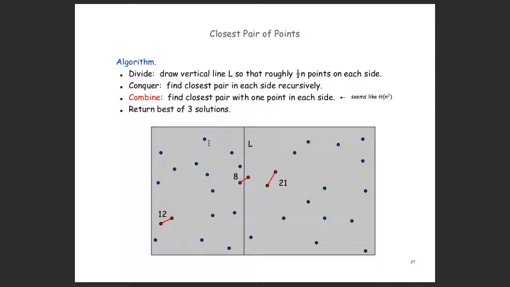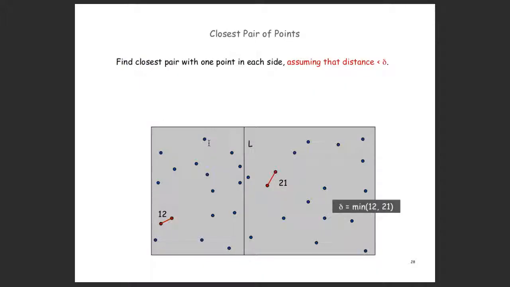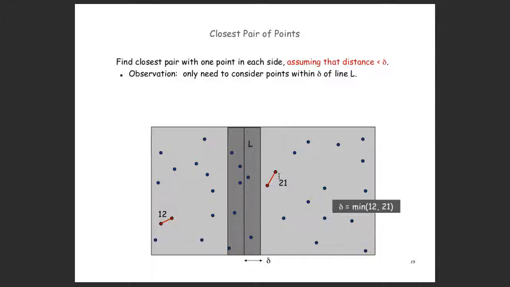Do you see an easy way? You sorted by x coordinate? Well, it's sorted by x coordinate, but also I can say, if you are more than delta from here, I don't care about you. All of these guys, I don't care. You are too far away. You're never going to be the smallest one. Does that make sense? And given that delta is the minimum of those two, I only need to consider these points.